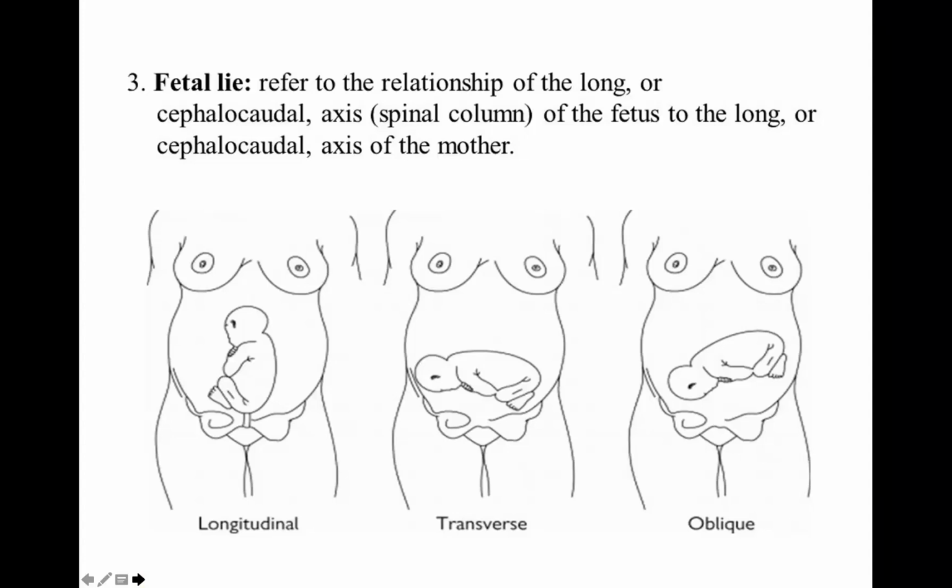Fetal lie is the relationship of the long or cephalocaudal or spinal column of the fetus to the long cephalocaudal axis of the mom. So there's a longitudinal, transverse, and oblique.